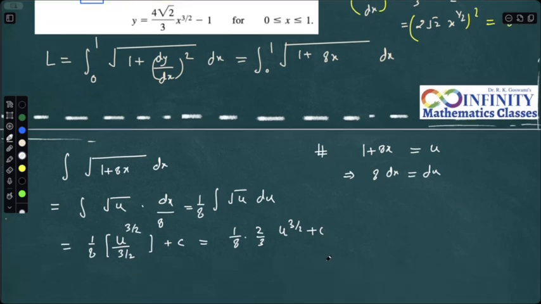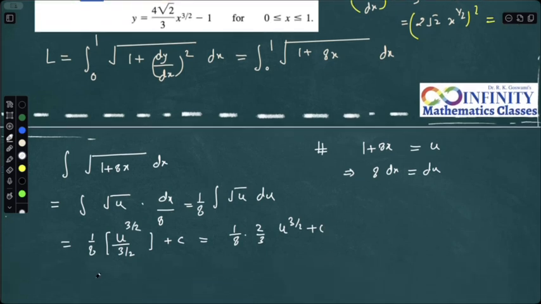And you can now substitute back the value of u. You will get 1 by 8 into 2 by 3 u power, how much should I write? Not u, I should substitute the value of u: 1 plus 8x exponent 3 by 2. This is going to be the integration. Any doubt?